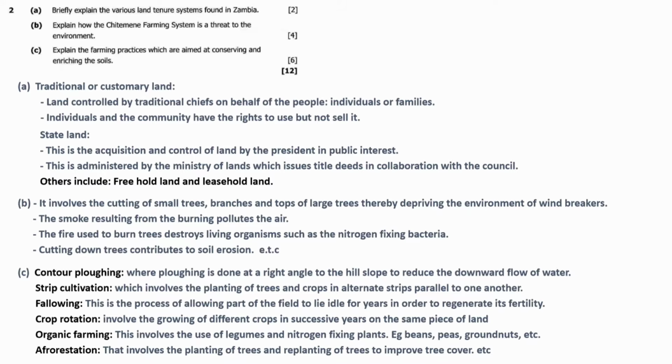Organic farming, which involves the use of legumes and nitrogen-fixing plants like beans and peas. Then afforestation, which involves the planting of trees and replanting of trees to improve tree cover. So these are some of the farming practices which are aimed at conserving and enriching soils.